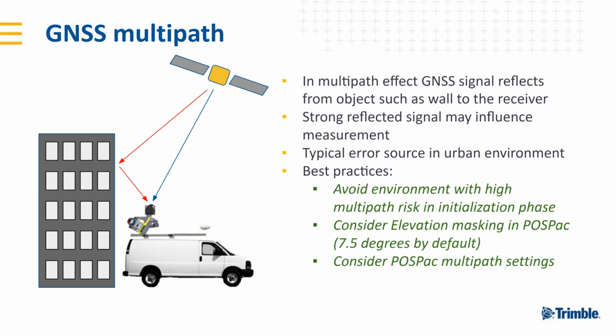Some best practices, again: if you are driving in the city and you know there's a risk of multipath, you should at least avoid this kind of environment when you do the initialization of the system. So let's say you're driving in the city center. You should do the start of the mission in a parking lot or wherever you have an open sky and no buildings near. Also in Prospect, there's something called elevation masking. This is something you can consider. It's 7.5 degrees by default, but you could get this up to 15 degrees or something like this if you're thinking that some of the signals coming from a low angle could be multipath signals. Also in Prospect, there's a setting called multipath where you can give it a low, medium, or high value. So if you know that there's multipath, you might want to try this as well.